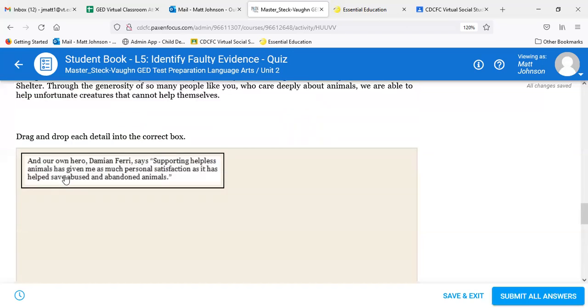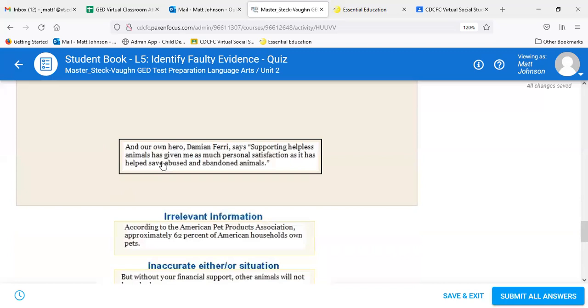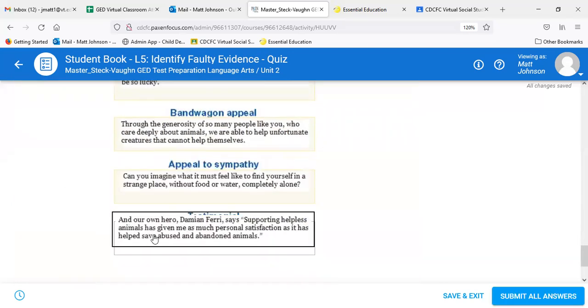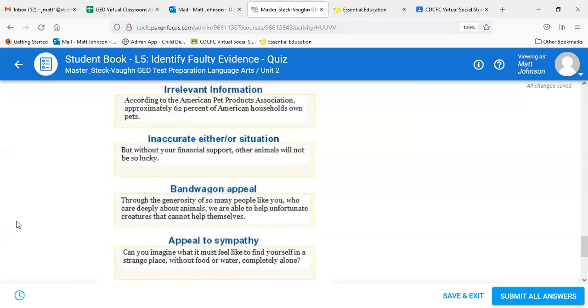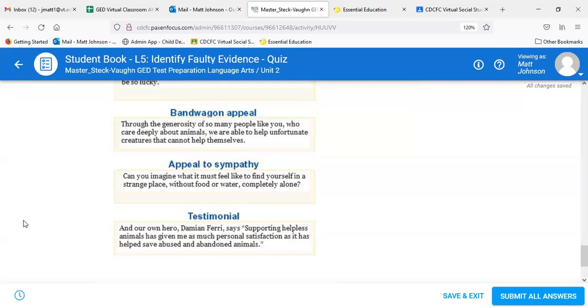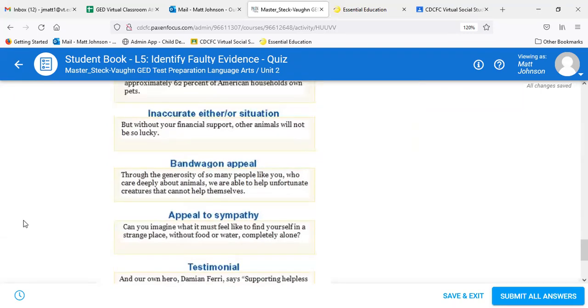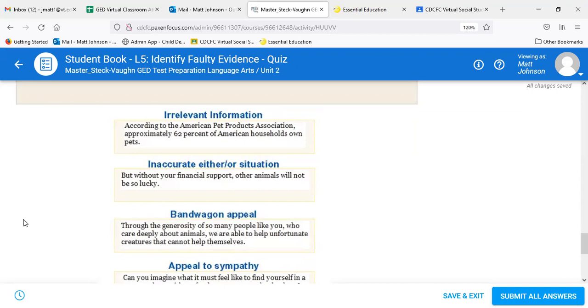Okay, and of course that leaves our testimonial. So a celebrity testimonial. Damien Ferry says, supporting helpless animals has given me as much personal satisfaction as it has helped save abused and abandoned animals. So that's the celebrity endorsement there. It's also irrelevant, right? Because that's not an expert. That's not somebody giving you statistics or anything. That's just a celebrity. So irrelevant should be according to the American Pet Products Association.